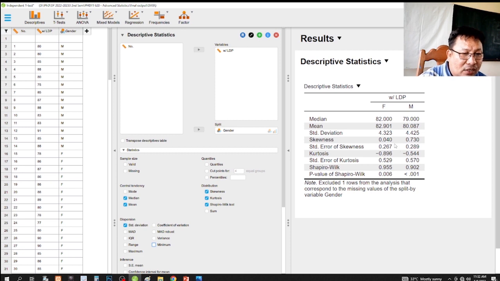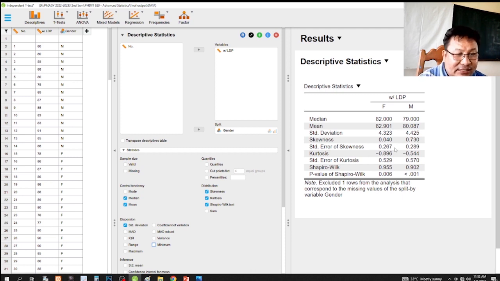If we look at the data, we can see that the median is 82, and for male it is 79, for female it is 82. The mean is 82.901, and for male it is 80.87. And for the test of symmetry, we can see that the skewness is 0.04 and 0.730.